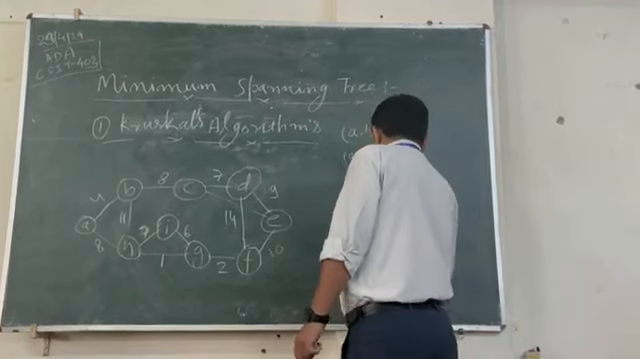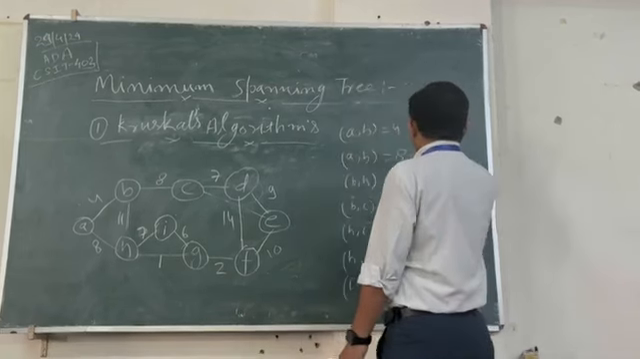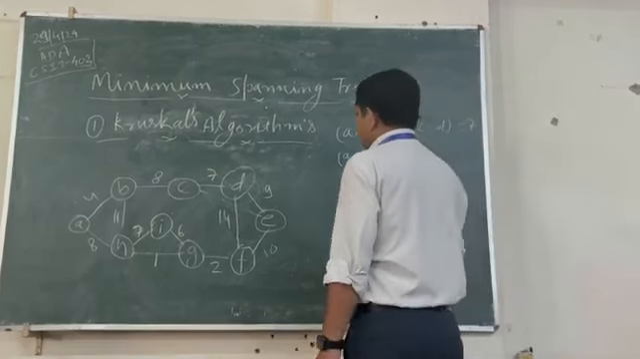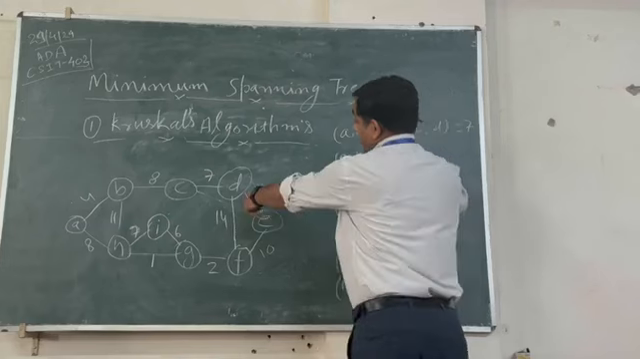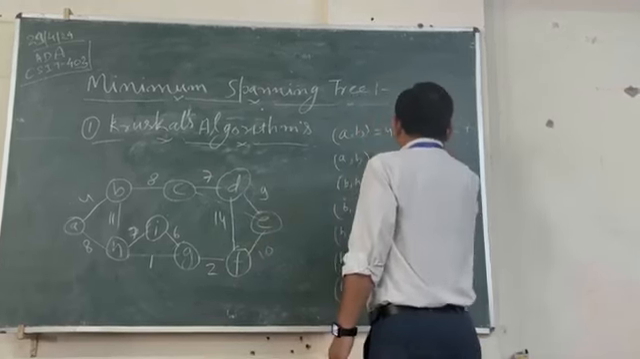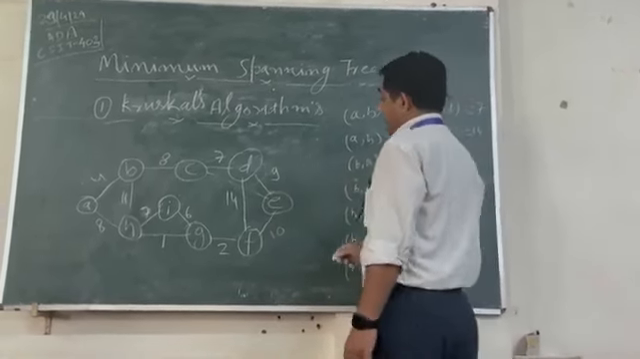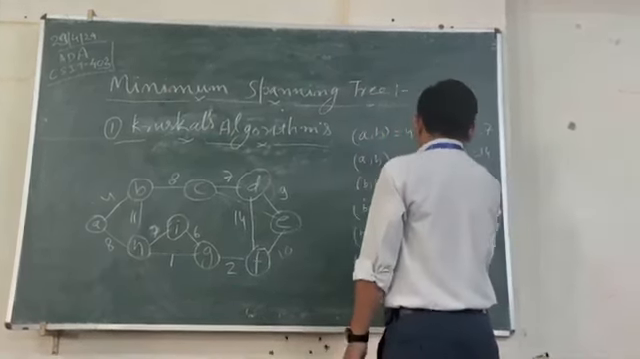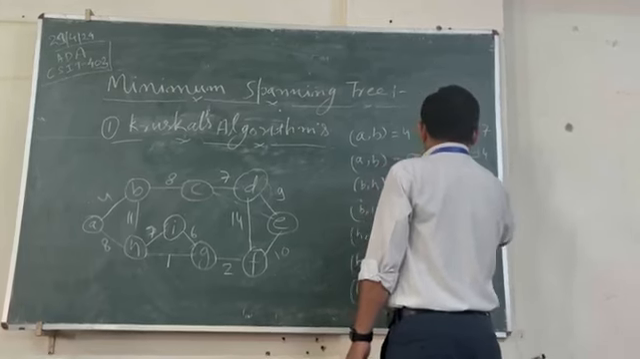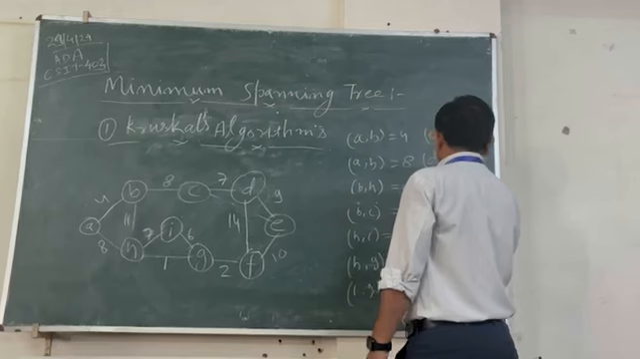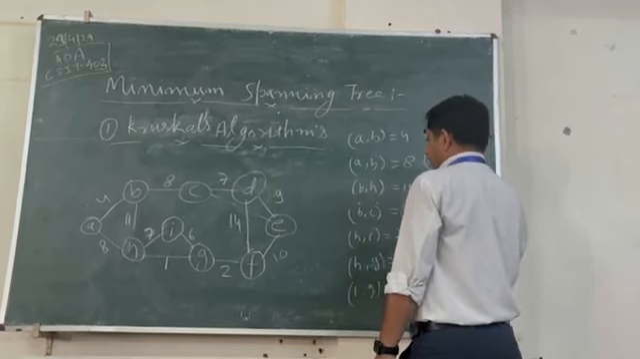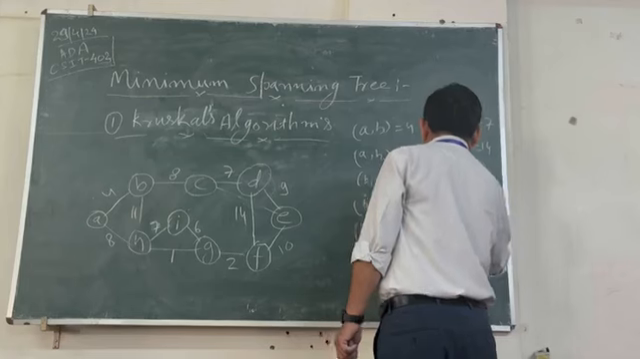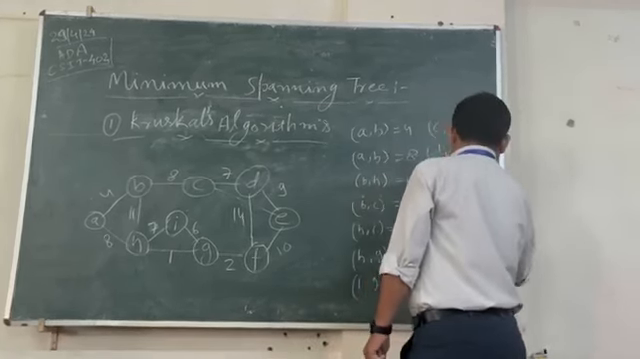the weight is 6, and from C to D, it is again 7, and from D to F, it is 14, and from G to F, it is 2, and from F to E, it is 10, and from D to E, it is 9.